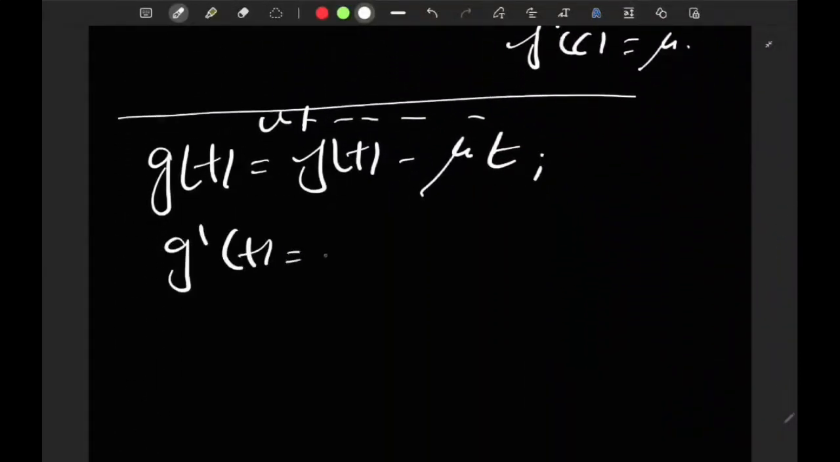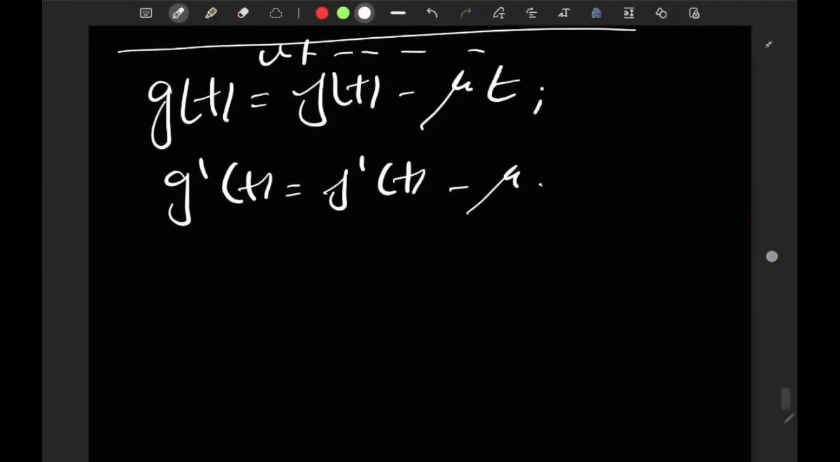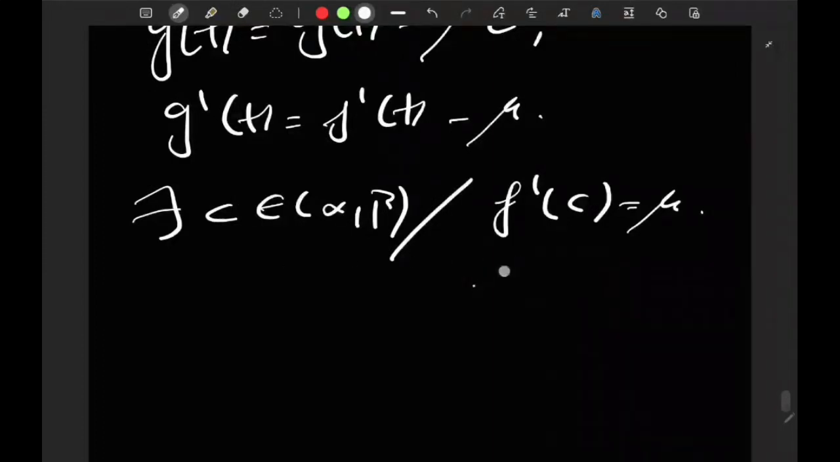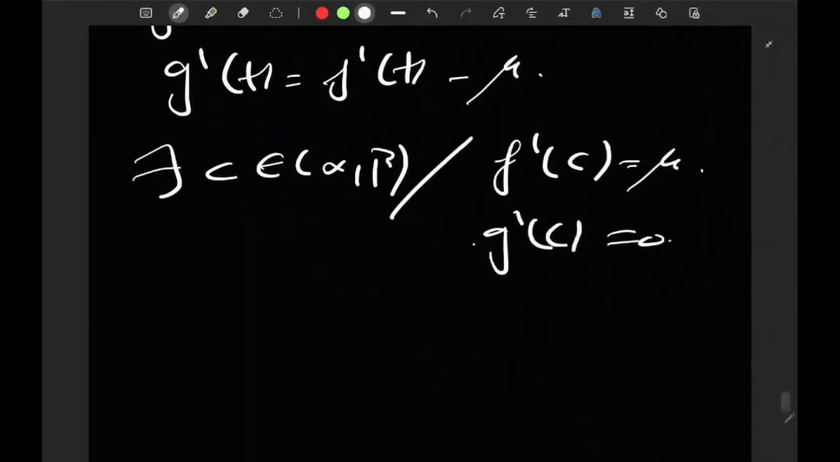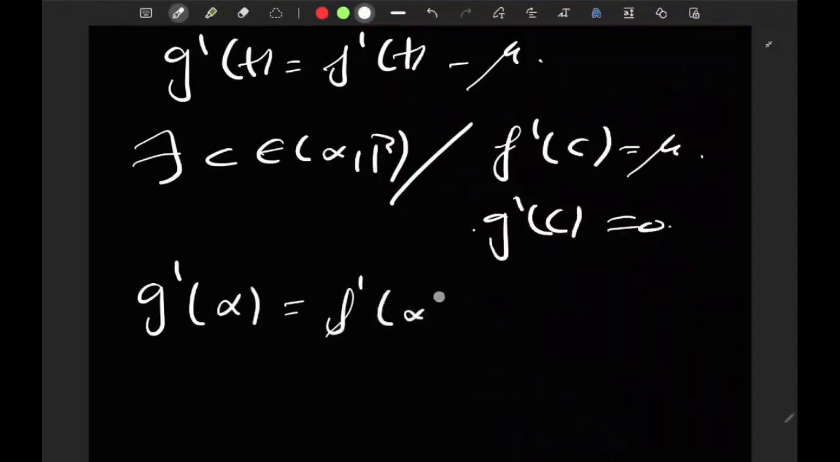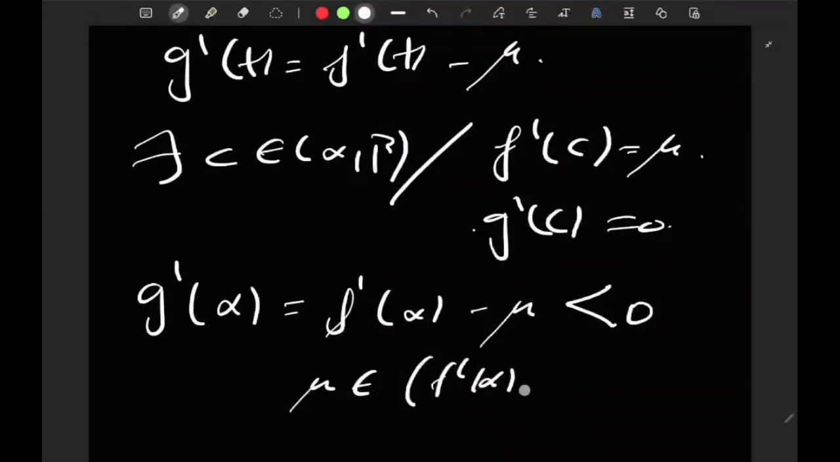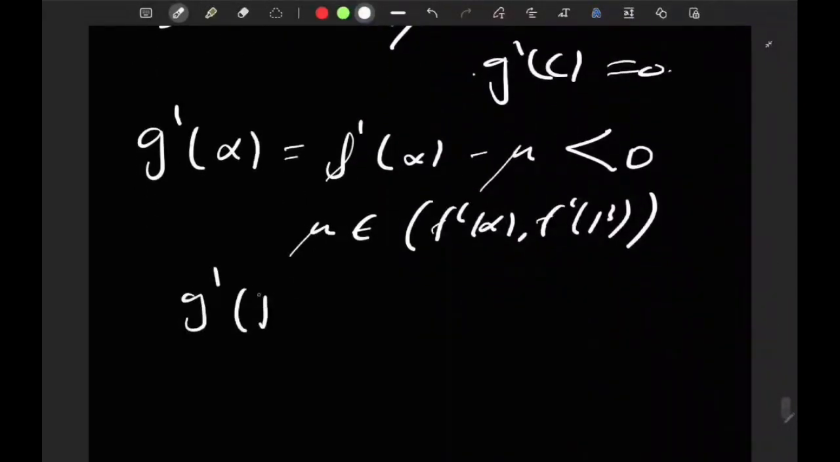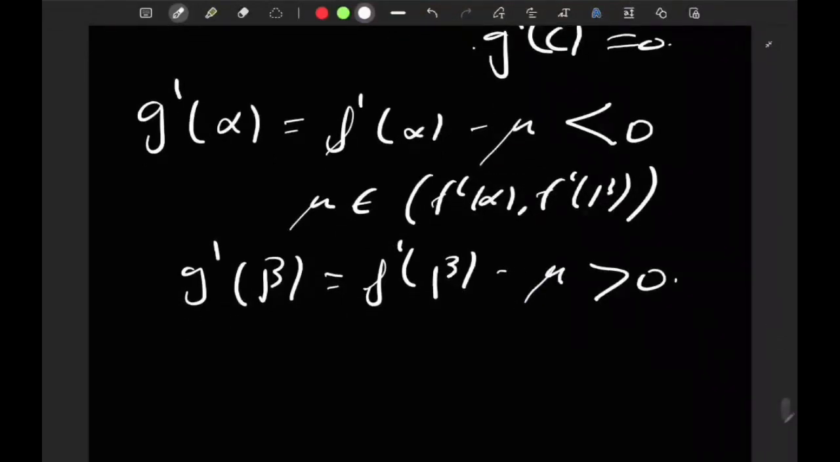So g prime of t is just f prime of t minus mu. And to say that there exists some c in alpha beta such that f prime of c equals mu is the same as saying that g prime of c is equal to 0. So we want to find a point c such that g prime of c is equal to 0. Furthermore, g prime of alpha, which is f prime of alpha minus mu, is going to be strictly negative because mu is inside the interval f prime of alpha, f prime of beta. And g prime of beta, which is f prime of beta minus mu, is going to be strictly positive. So these are our assumptions.